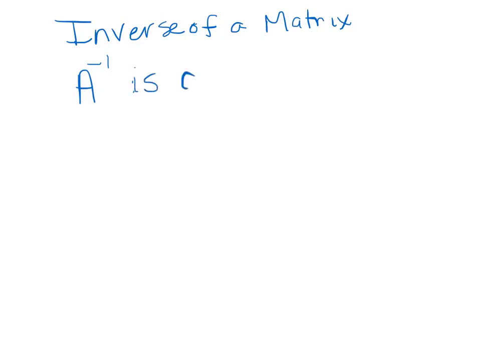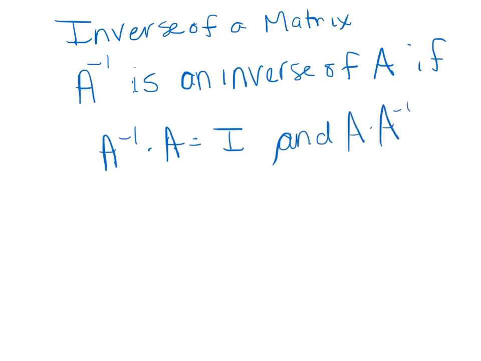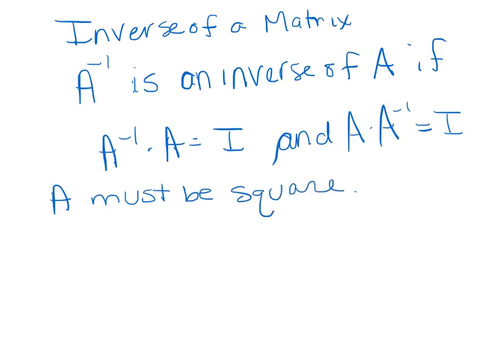So that's the inverse of matrix A if it's true that A inverse times A is equal to that identity matrix. And you can go both ways, of course. A times A inverse is also equal to the identity matrix. So as you can see, A must be square, in order to be able to multiply it both ways. And its inverse will then necessarily be square as well.